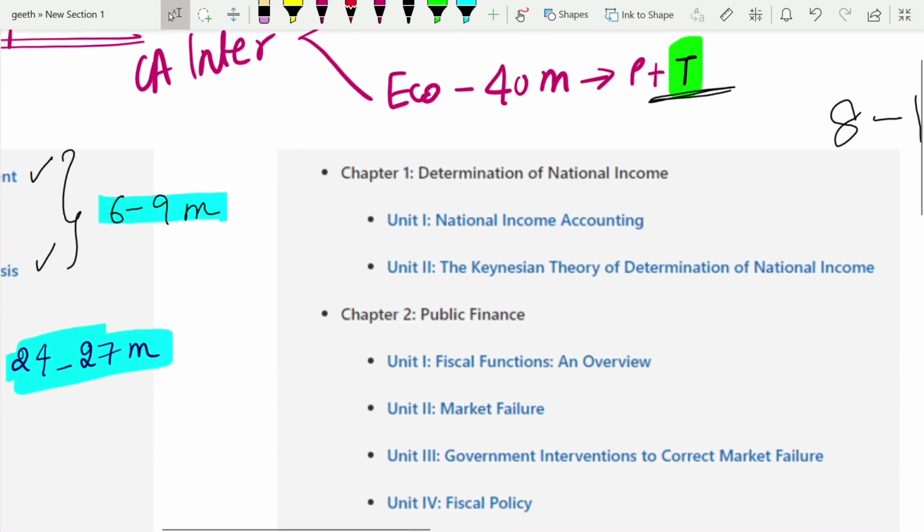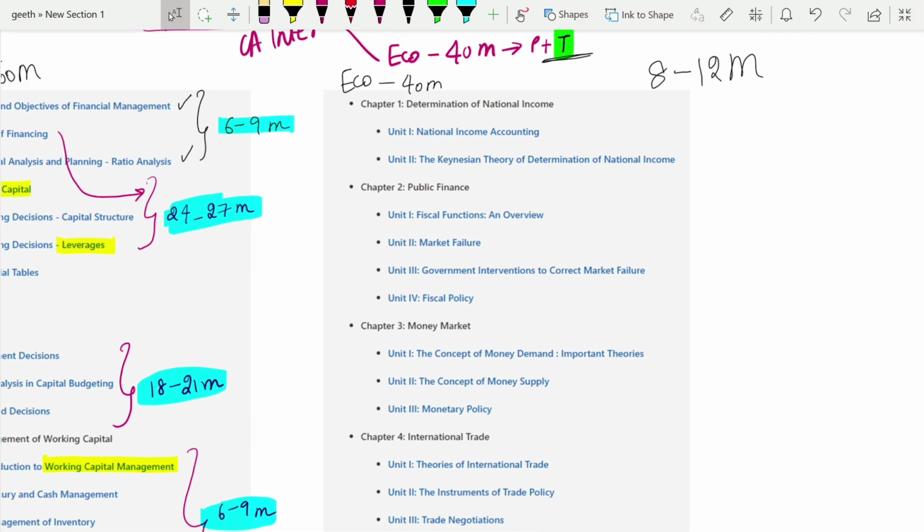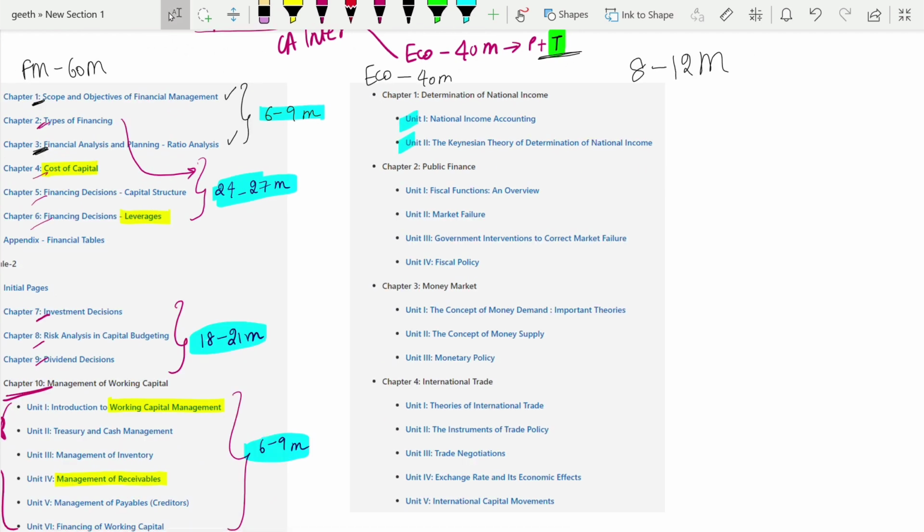Next, we are going to see the economics paper weightage. This is going to come for 40 marks in your exam. In the economics paper, you have 4 chapters in total, under which you have a few units under each chapter. In this, there is no single chapter weighed higher or any other chapter weighed lower. All the chapters have equivalent weightage.